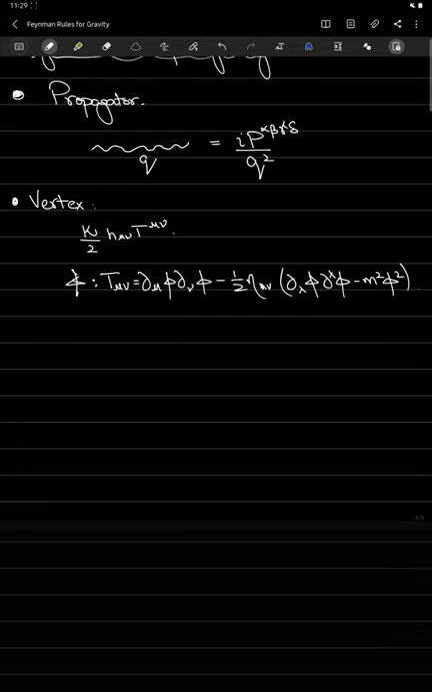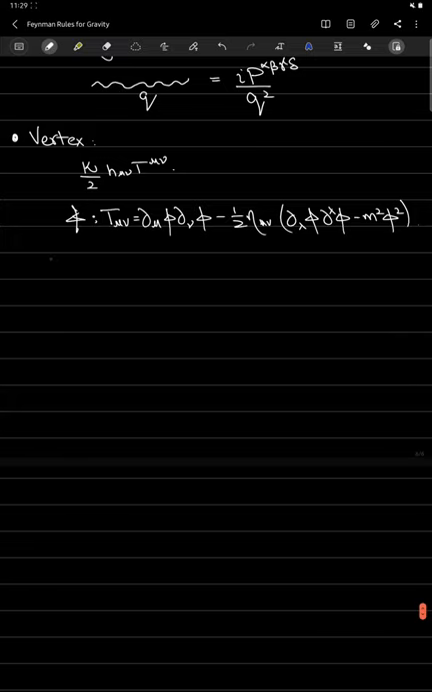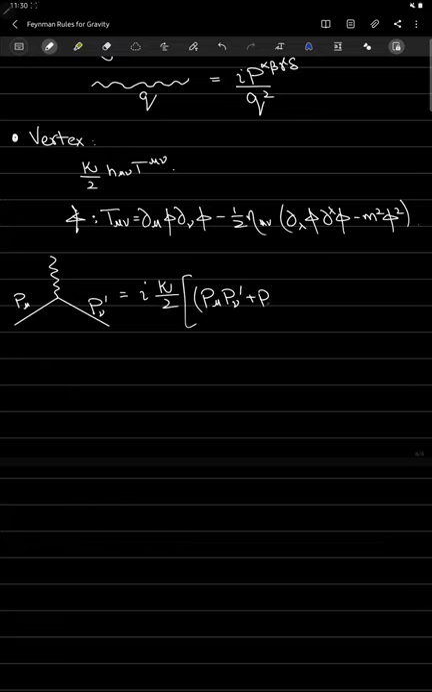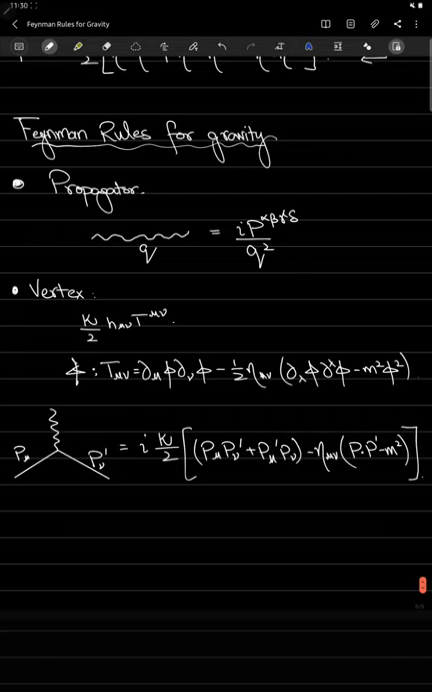So for this energy momentum tensor, the vertex would be this wiggly line and these two external lines. Let's say this has momentum p_μ, this has momentum p'_ν, and so this is given as iota κ/2 times (p_μ p'_ν plus p'_μ p_ν minus η_{μν} times (p dot p' minus m squared)). And there you have it. These are your Feynman rules for gravity.